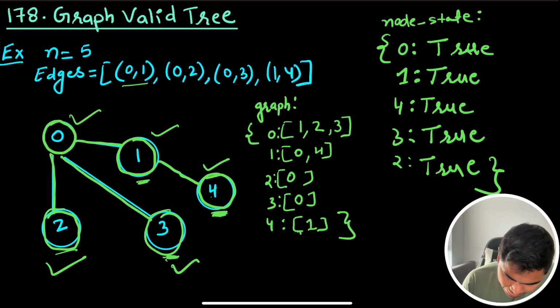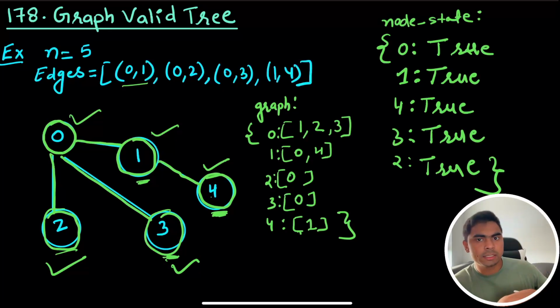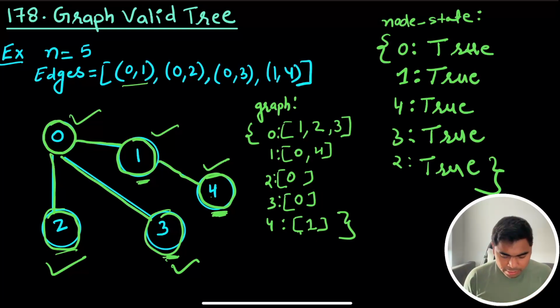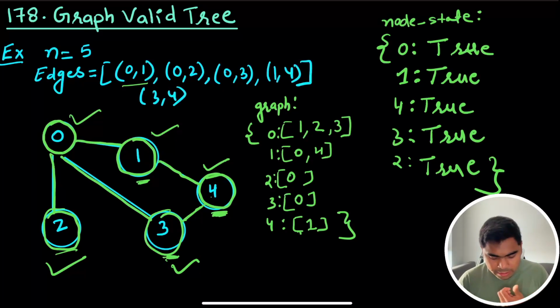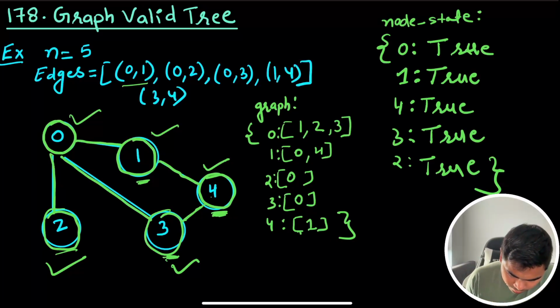But there is actually a possibility. This one will actually return true, but what if 4 has a neighbor 3, and there was an edge present here? This edge means 3 and 4 are also neighbors. So I'm making a change to this example. Here you can see, when I come over to 4 and am visiting it, I will try to explore its neighbor 3.